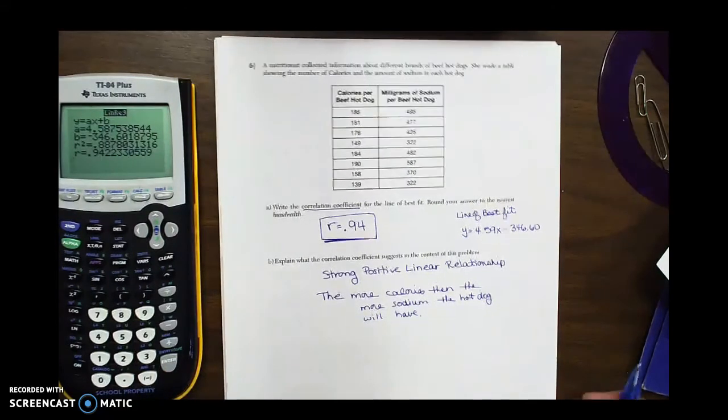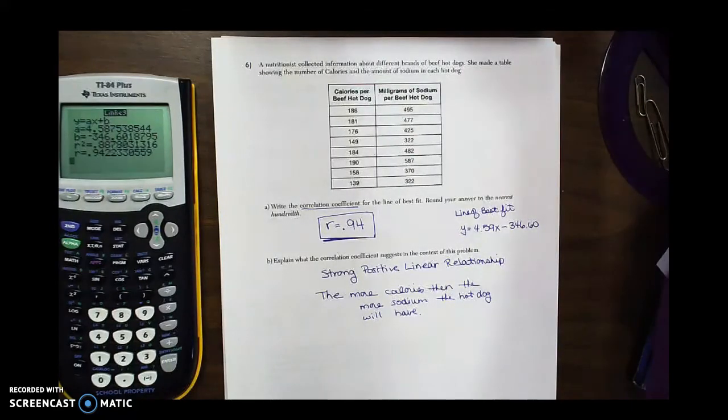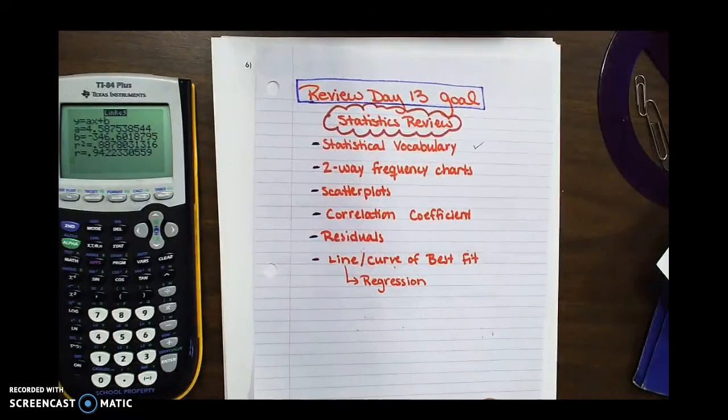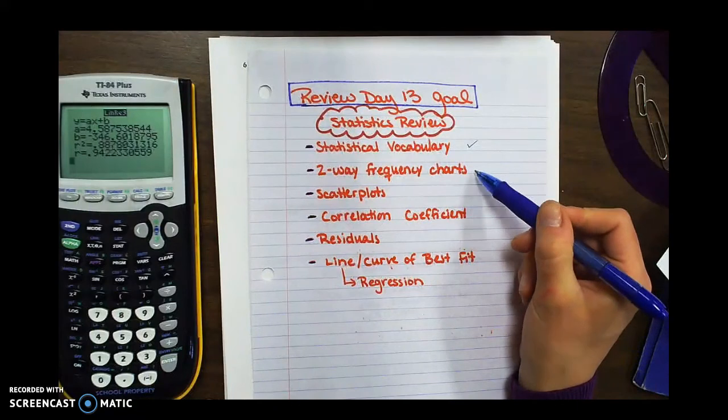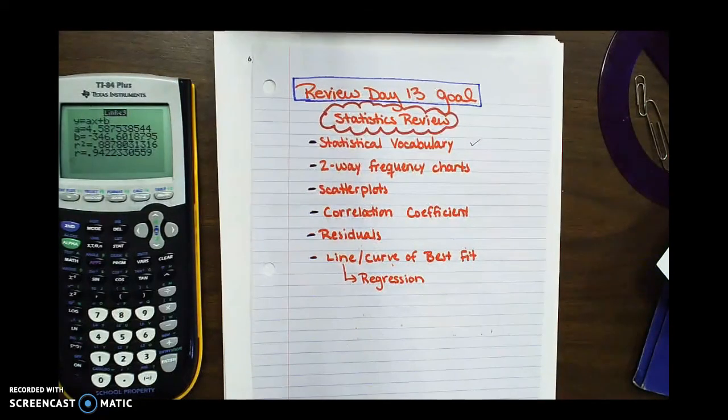All right, ladies and gentlemen, statistics was a very big unit for us during the school year. We've just reviewed quite a bit of information: statistical vocabulary, charts, scatter plots, correlation, residuals, and our line of best fit. All right, tomorrow in class, we'll be practicing all of these.